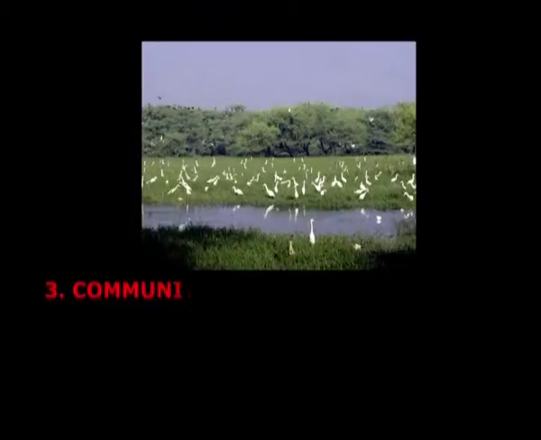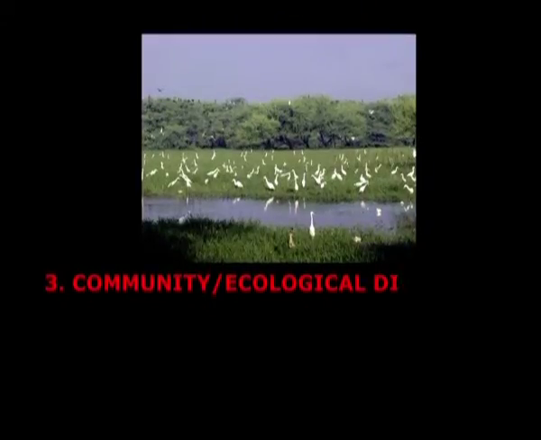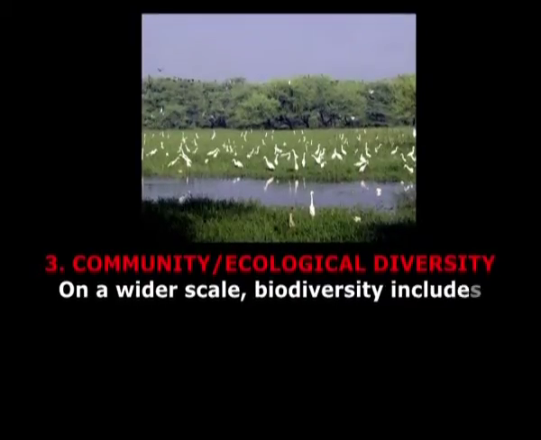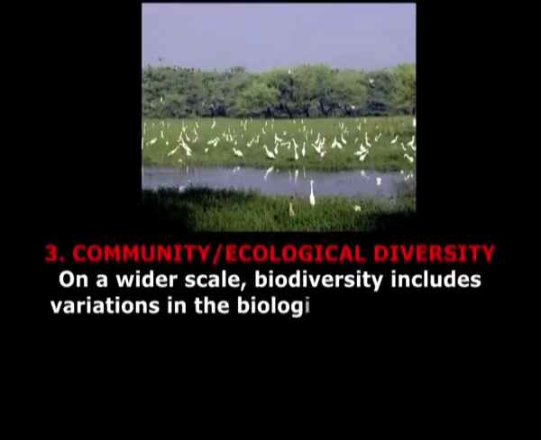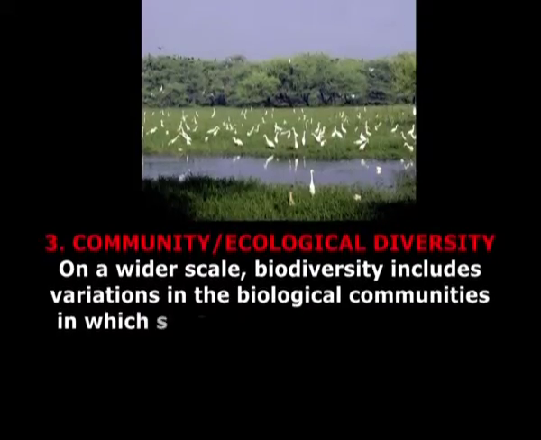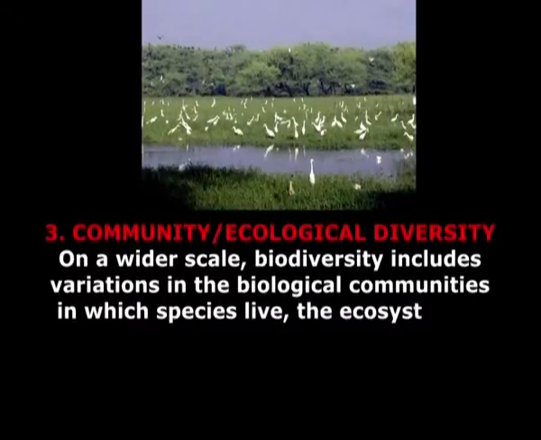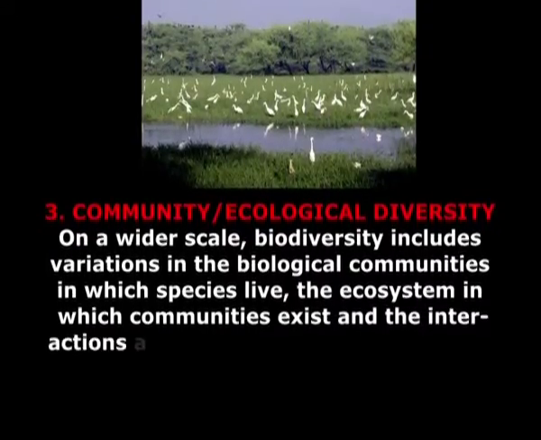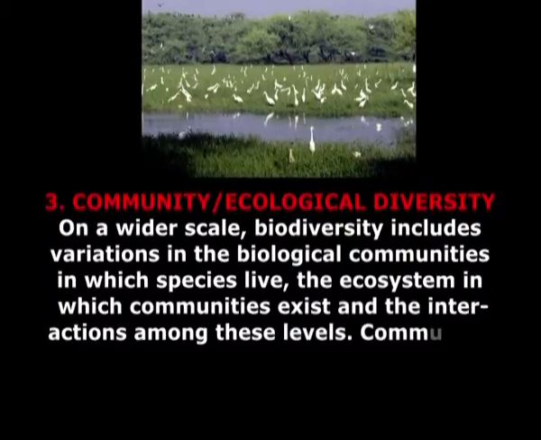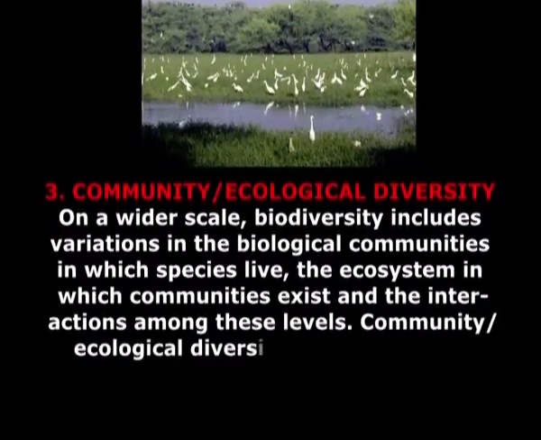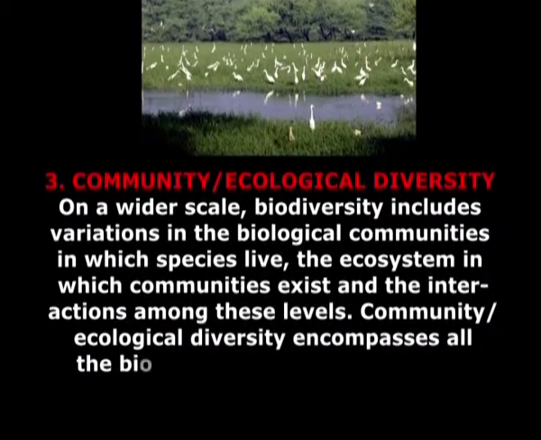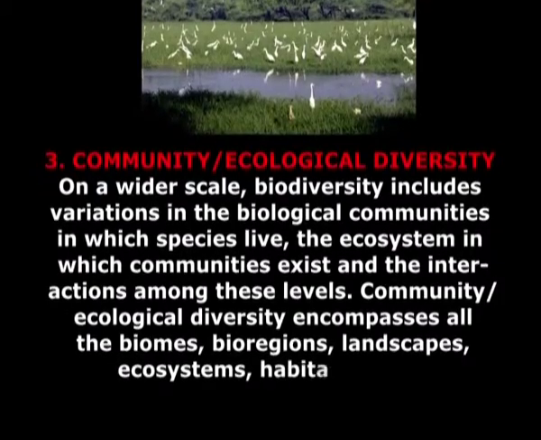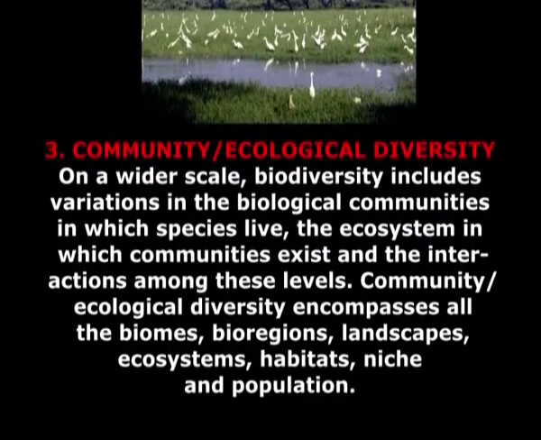Number three, community or ecological diversity. On a wider scale, biodiversity includes variations in the biological communities in which species live, the ecosystems in which communities exist, and the interactions among these levels. Community or ecological diversity encompasses all the biomes, bioregions, landscapes, ecosystems, habitats, niches, and populations.